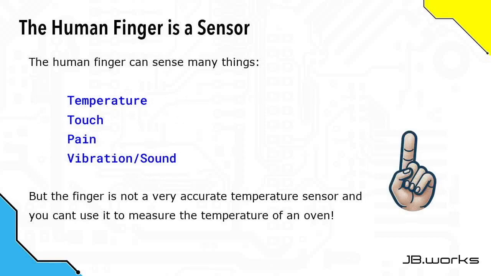The human finger is a great sensor. It's amazing. It can detect things like temperature, touch, pain, vibrations and sound. But it's not a very accurate temperature sensor. You couldn't put your finger on something and say that it's exactly 22.9 degrees. And you certainly wouldn't want to use it to measure the internal temperature of an oven.